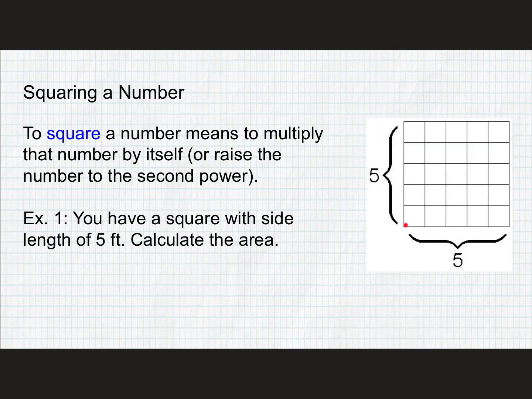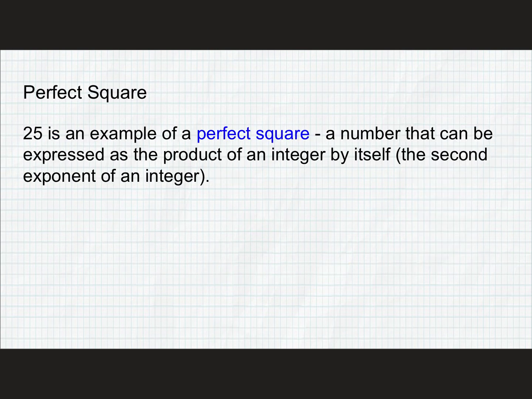You have a square with a side length of 5 feet. Calculate the area. First things first, the area of a square is equal to the side length squared. That means that the area of this square is 5 squared, or 5 times 5, which is 25. Now, how do we find the units? Well, since each side is 5 feet, that means the area is in feet squared, so 25 feet squared is our final answer.